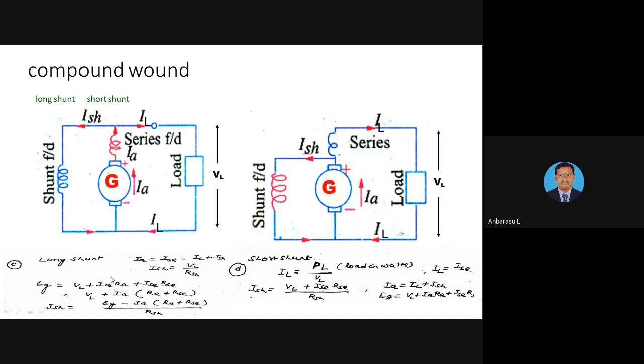The equations: IA equals ISC equals IL plus ISH, ISH equals V by RSH, and E equals V plus IA RA plus ISC RSC.